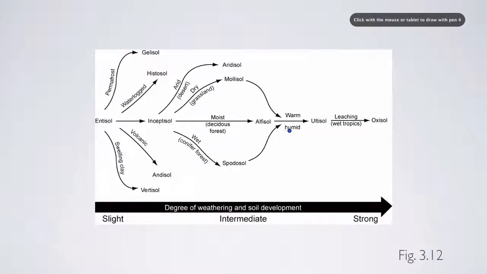Then under really warm or hot conditions, you go to an ultisol, and then eventually an oxisol. And that's when you have a lot of leaching, and you have to be in a hot, wet place with soils that have been in place for a long time. So this degree of weathering and soil development gives you soils that are associated with not much weathering all the way to very strong weathering and very high degrees of soil development.